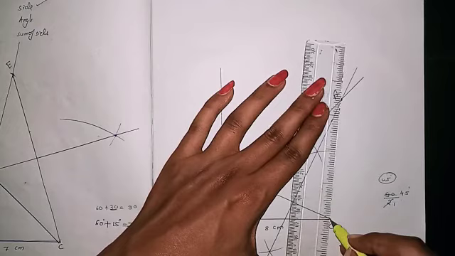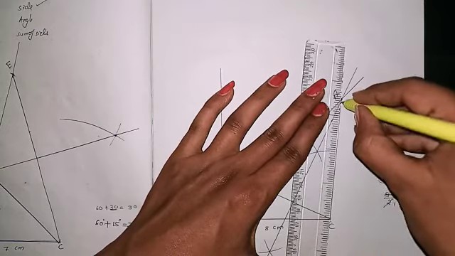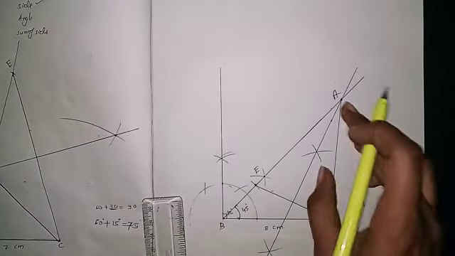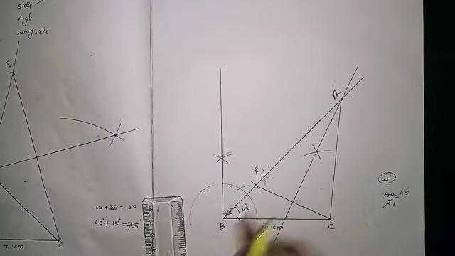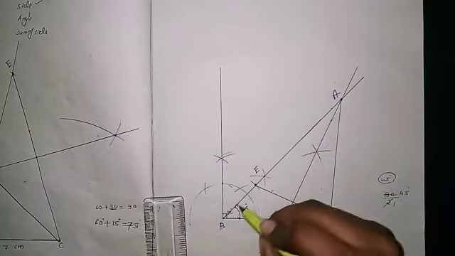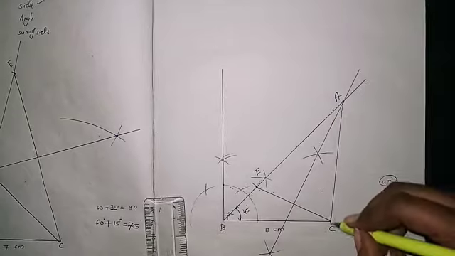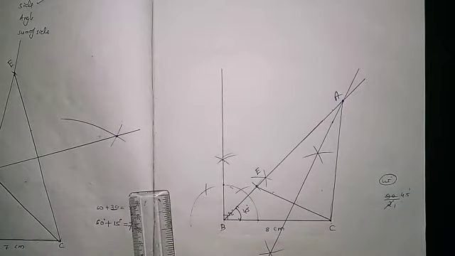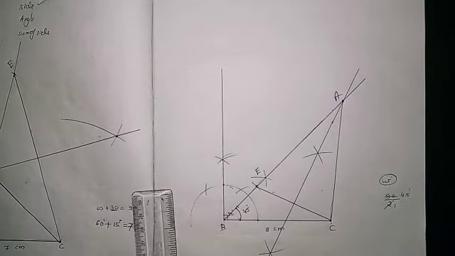So now join A and C. So this is what we have, triangle ABC with 45-degree angle. So we can make it darker. Okay, you can make it darker again. This is about the second problem. Let's move towards the third one.